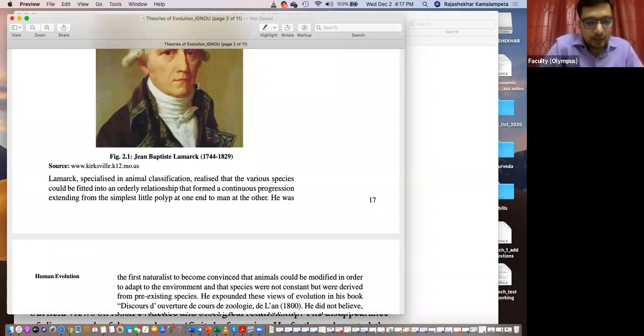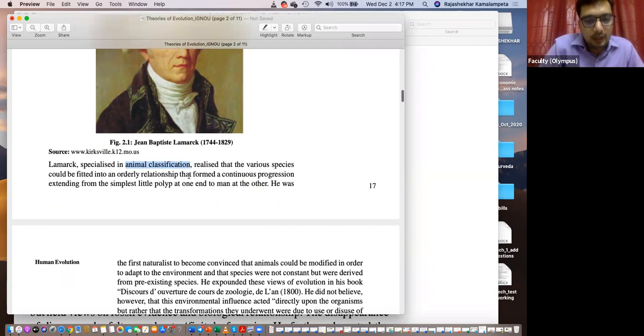Lamarck had a background in animal related studies. So he worked on animal classification. In the process, he realized that various species can be fit into an orderly relationship. So he could see the connections. There is a gradual change in complexity from one to another. He said, based on the complexity, we can place them. It was kind of what Carl Linnaeus had done. So he worked on animals and could clearly see the gradual change in them and the connection between them.